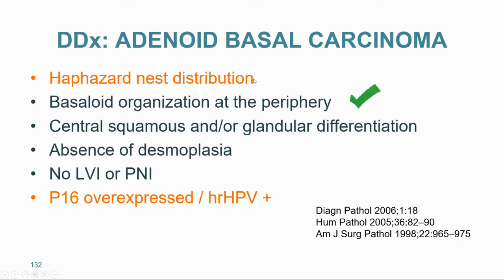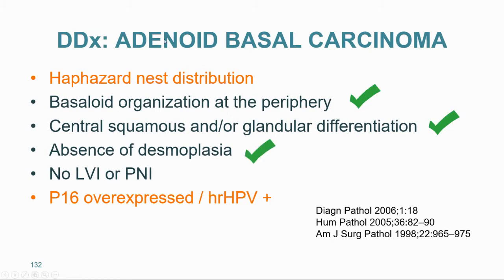The pitfall here is the haphazard distribution of the nests, which makes us think of an invasive process. They are probably, in a way, invasive processes. However, you have a basaloid organization at the periphery. You can see squamous or glandular differentiation, but you see that in the center of the nest and not at the periphery, which would be the case in the setting of a squamous cell carcinoma with paradoxical squamous maturation.